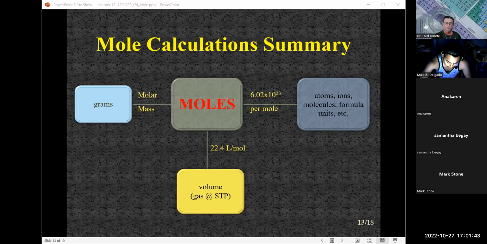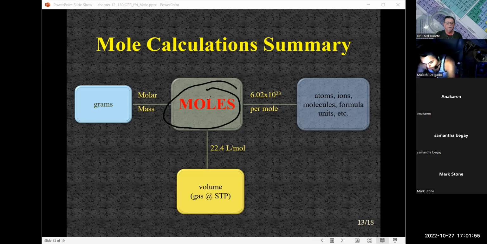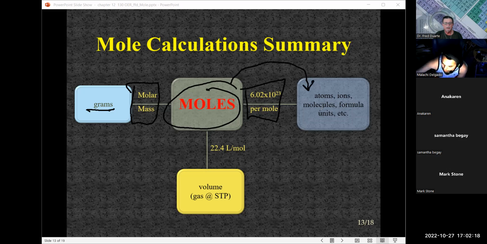And this is the flow chart for you, which will help you see the full picture. You can see here that our common factor is moles. So if I'm given a problem in grams, what I need is the molar mass to convert the grams to moles. Once I do that, using Avogadro's number, I can go from moles to atoms or ions or molecules or formula units. If I'm at STP and I use this relationship of 22.4 liters per mole, I can go to volume. So I can go from here to here.